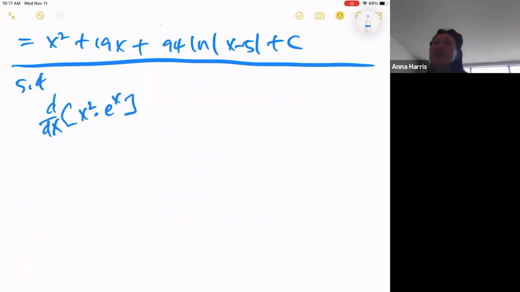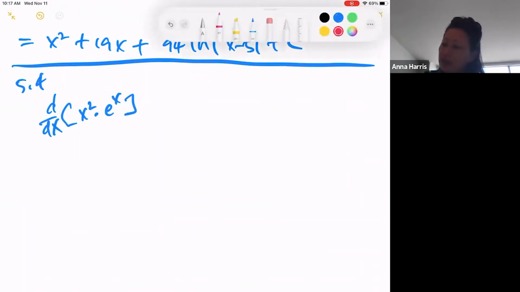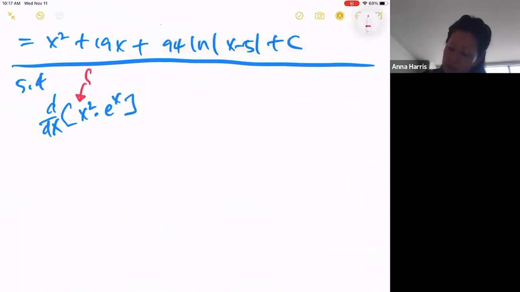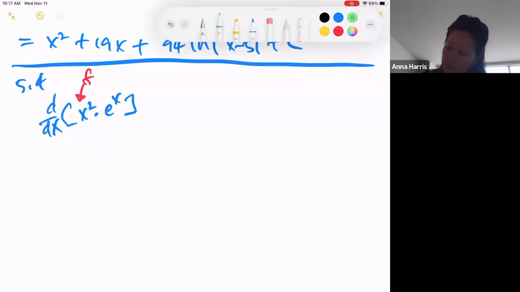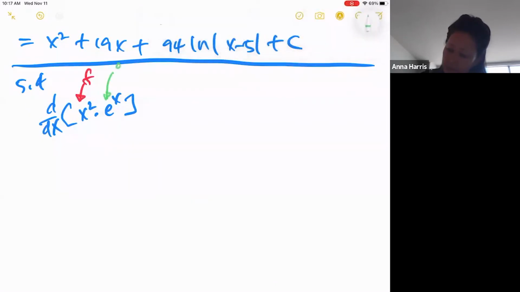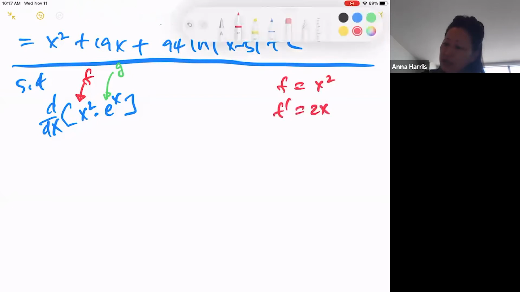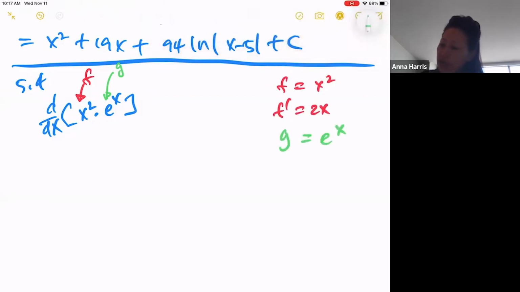All right, so we got a little more work. So first thing first, let's say this is my f. That to be my g. All right, so I'm gonna do my f first. So f is equal to x squared. So f prime is 2x. So g is equal to e to the x. So g prime is what? Also e to the x. So now we can do it.